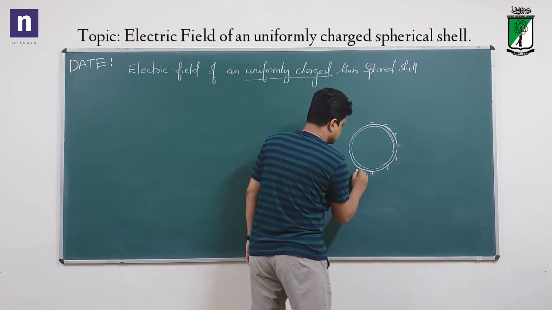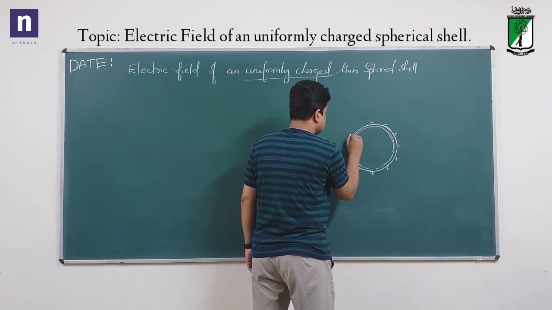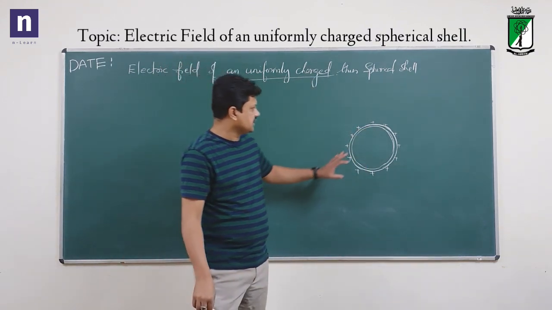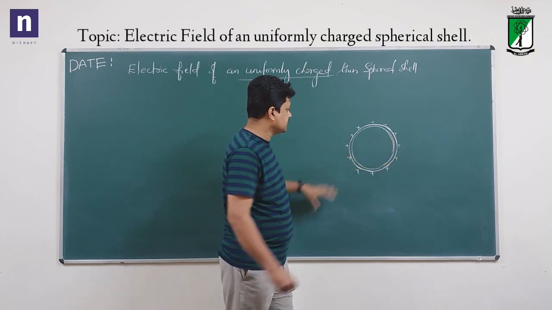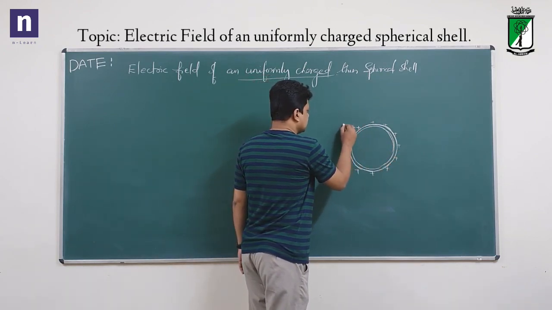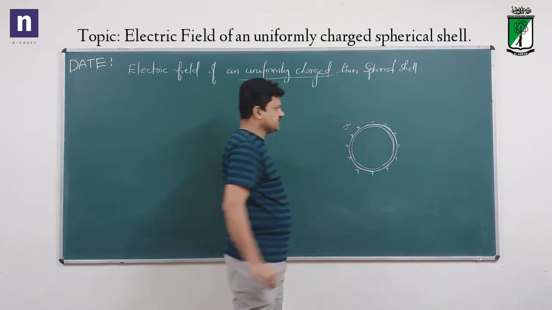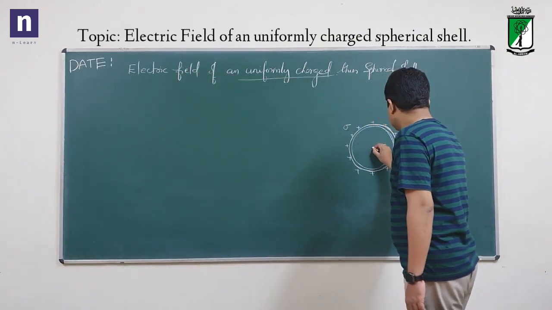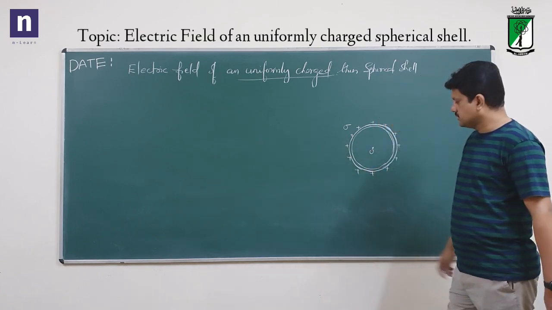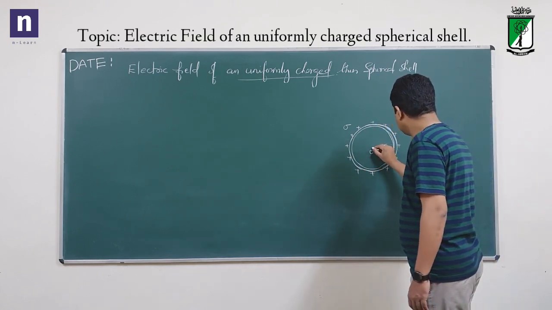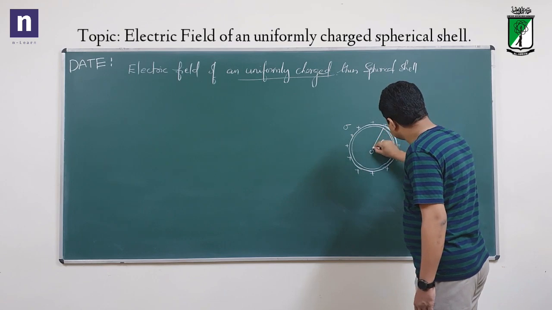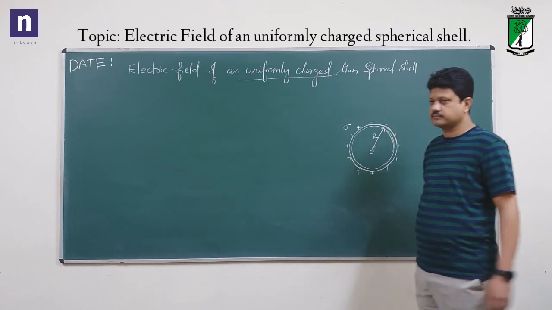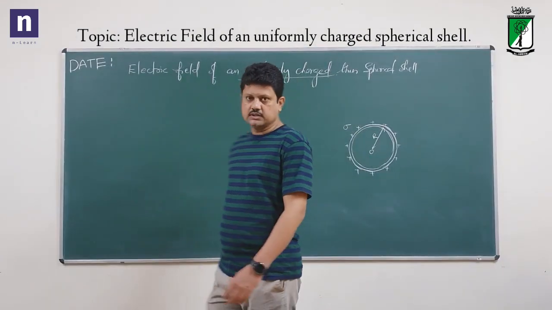As we said, this shell is uniformly charged. You know what is the meaning of uniform charging. So it has a uniform charge density on the surface. Let us say that the surface charge density is sigma, and let O be the center of the shell, and its radius be, say, capital R.